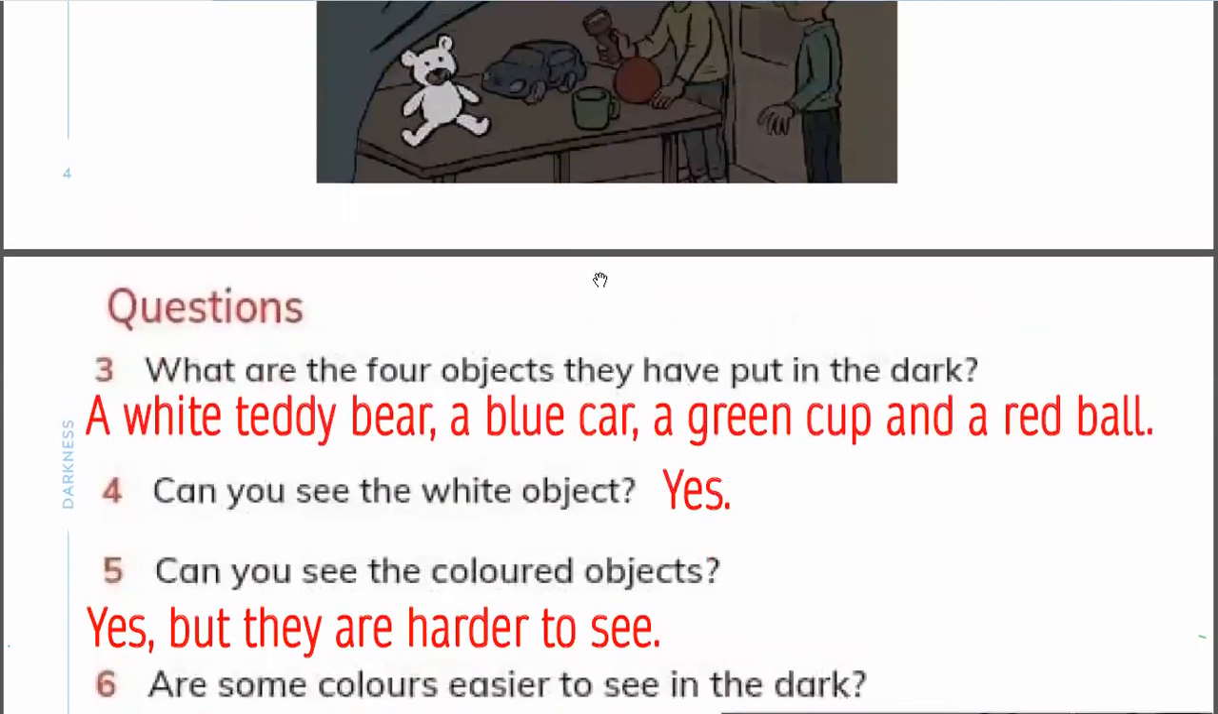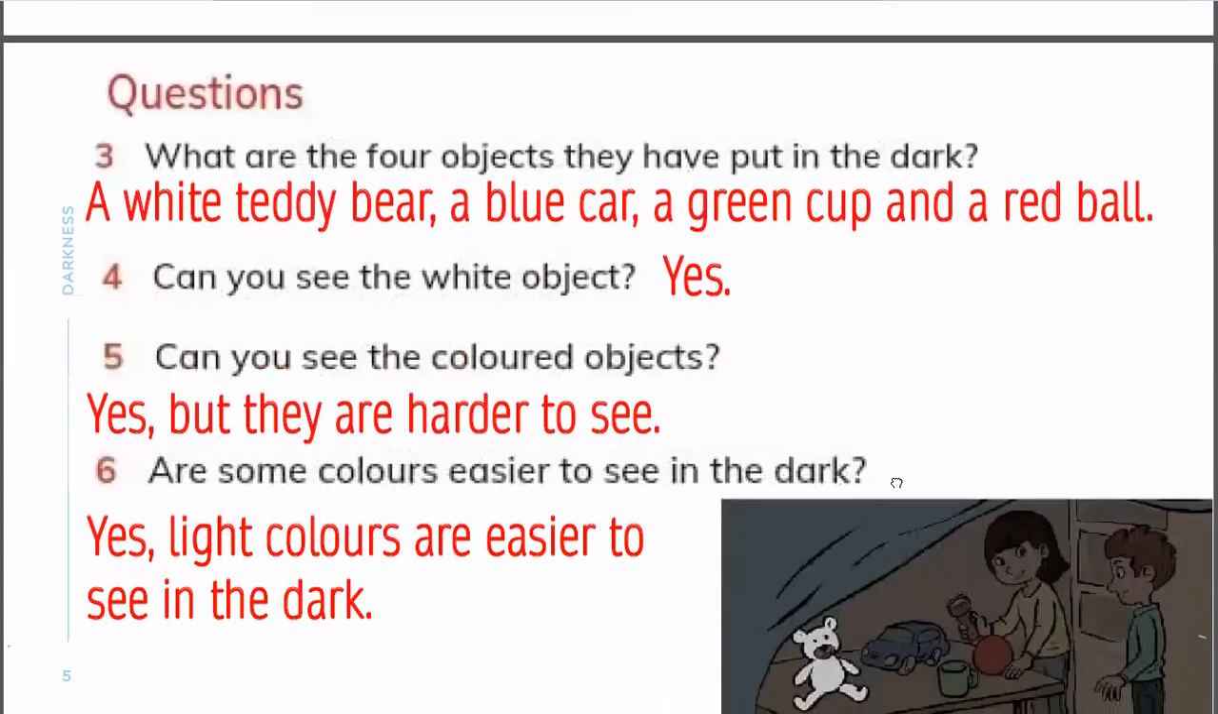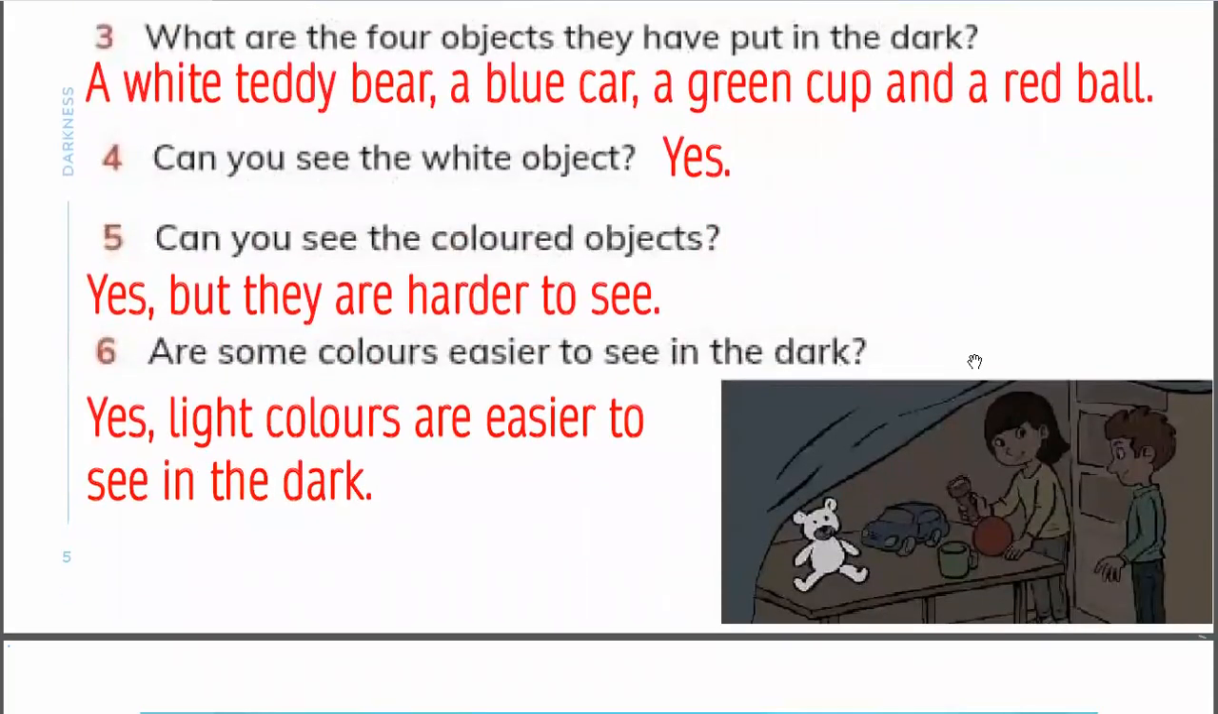What about the colored objects? Can you see the colored objects? Yes, but they are hard to see. The colored objects are hard to see, but we can see them. How can we see them? Because of some light, we can see the colored objects. Question number 5. Can you see the colored objects? Yes, but they are hard to see. Okay, moving on to question number 6.